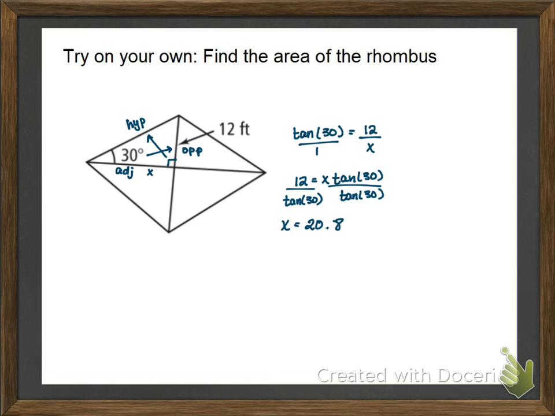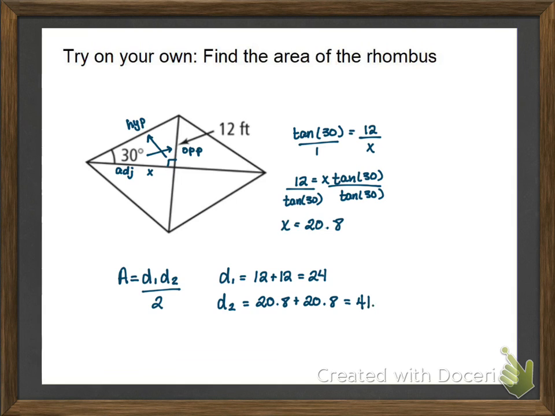Now remember, for a rhombus, our area formula is diagonal 1 times diagonal 2, divided by 2. We just have parts of our diagonals, so we need to add. Diagonal 1 is 12 plus 12. Diagonal 2 is 20.8 plus 20.8. So the two diagonals that we're going to plug into our formula are 24 and 41.6. So the area equals 24 times 41.6, all divided by 2. So our area for this rhombus is 499.2 feet squared.